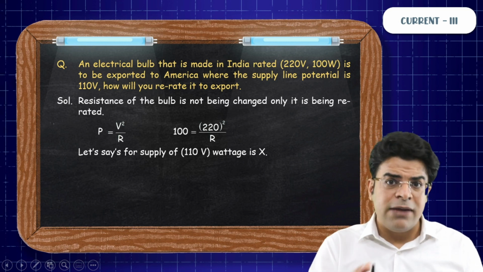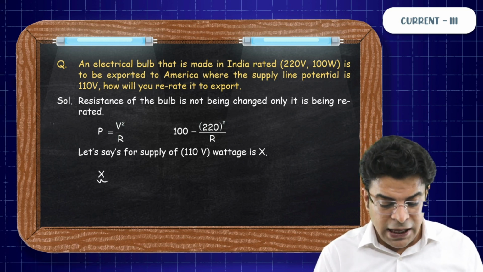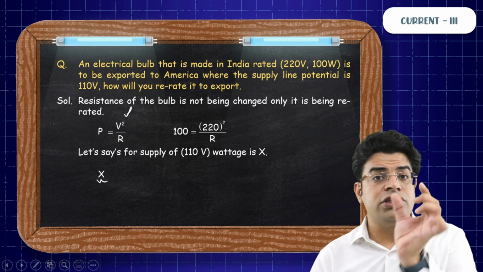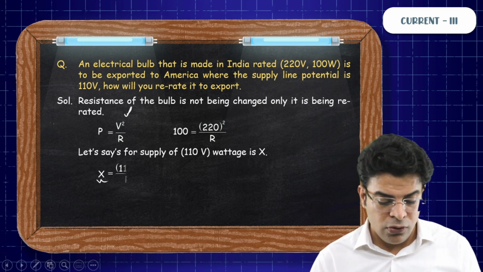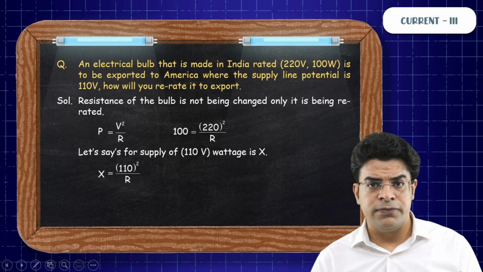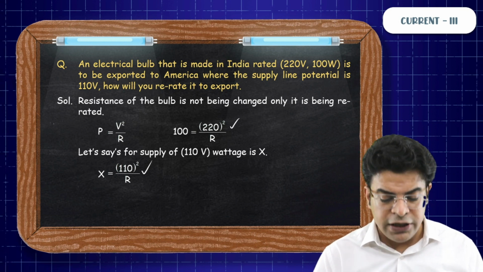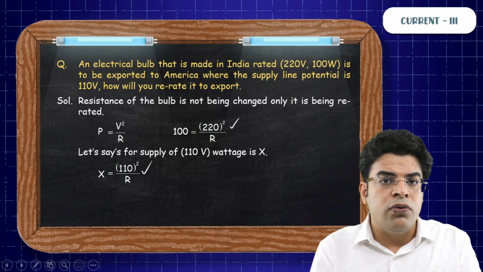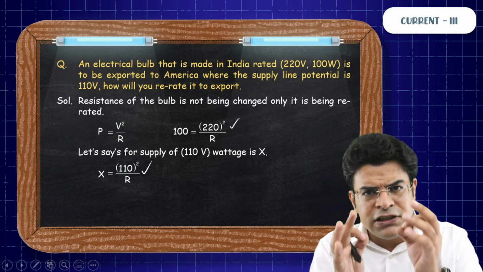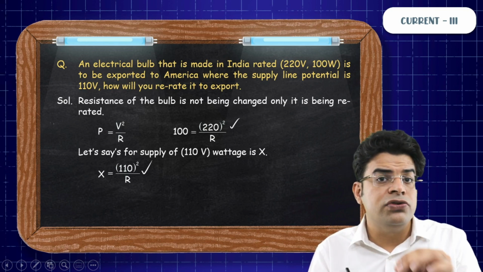So for the same bulb, you will say the power consumed X has to be equal to the potential drop of 110 volt applied whole square upon the resistance. Now from these two equations, you can easily find out what will be the power rating of the same bulb when it is used in America.